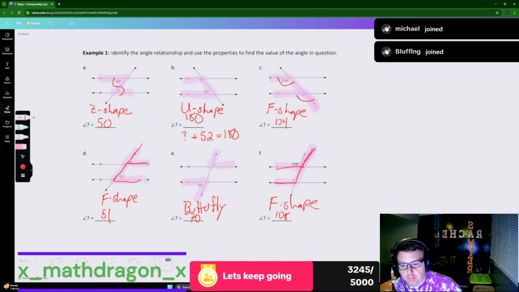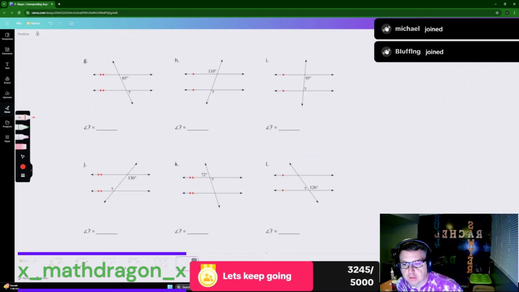Okay, now pause the video, try these ones, but same kind of idea. So what do we have? Well, this one, F shape. This one, butterfly wings. This one, U shape. This one, Z shape. This one, X. X. What do we do for an X? Where did the X come from? Well, let's talk about it.